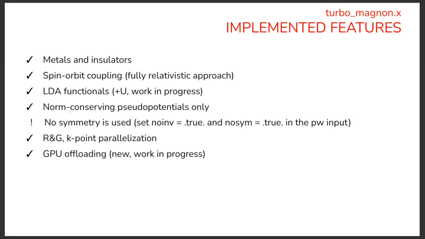Remember to unset the symmetry in the ground state calculation, because the code does not support symmetry reduction at the moment. But you can parallelize over Fourier and k-points. In general, both for turbo Higgs and turbo magnons, parallelize as much as you can over k-points. This is the suggestion, because it's much better. With magnons it's a bit easier, because we don't use symmetry reduction, so you always have a lot of k-points.